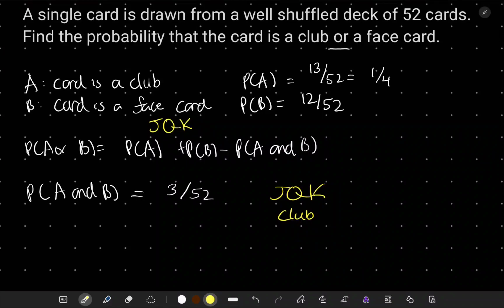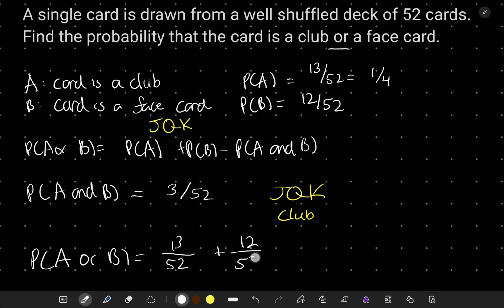So then what I have to do is combine all these 3, right? The probability of me getting A or B would equal 13 out of 52 plus 12 out of 52 minus 3 out of 52. So notice what I did with the probability of A and B. I figured out all the combinations that I can have for either or.